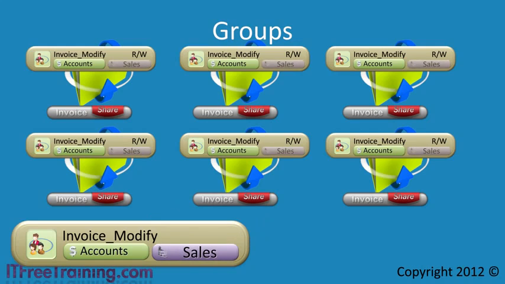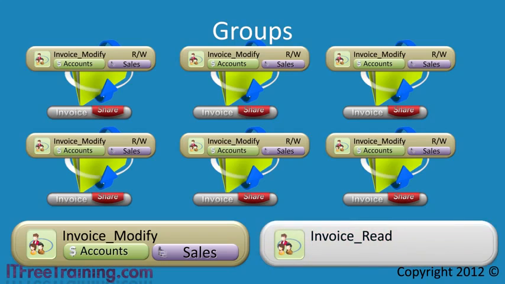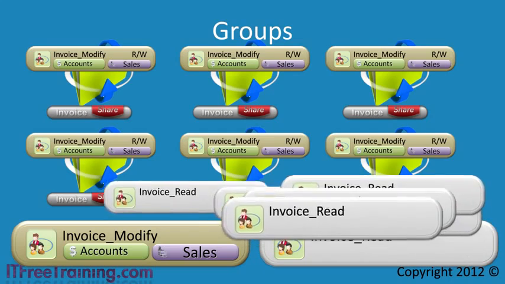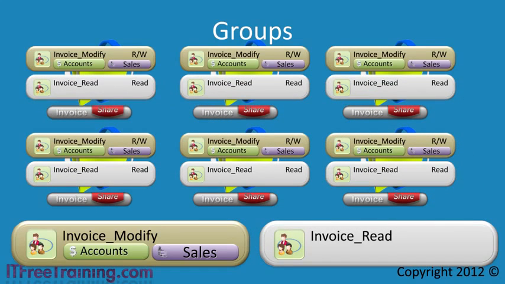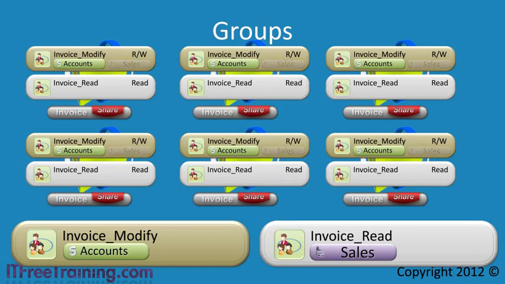Easy as that. No need to visit each server again. When the request comes through to change the sales group to read only, you create a new group called Invoice Read. The Invoice Read group is assigned to all the invoice shares with read access. Once this is done, take the sales group out of the Invoice Modify and put them in Invoice Read.